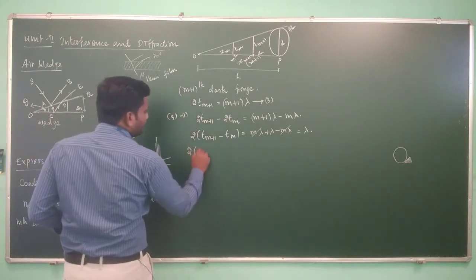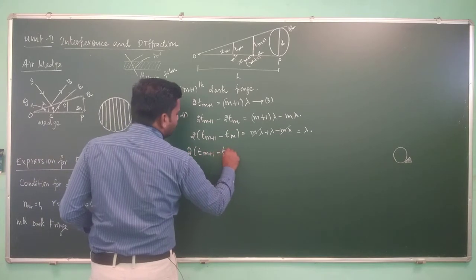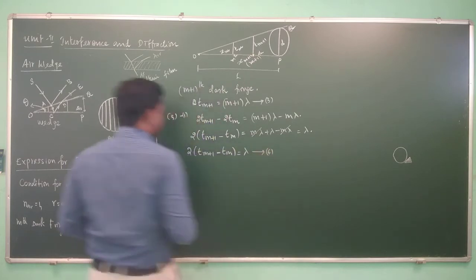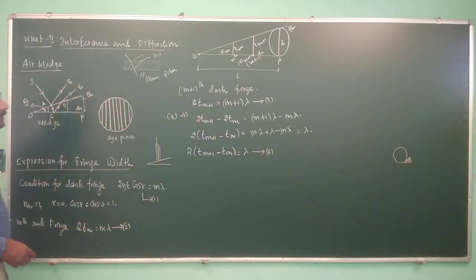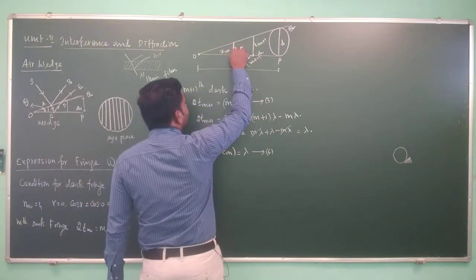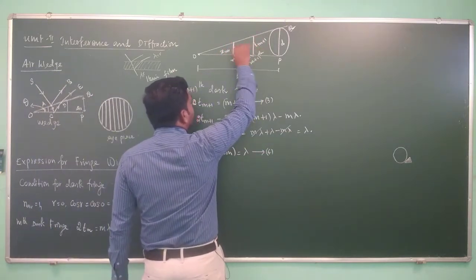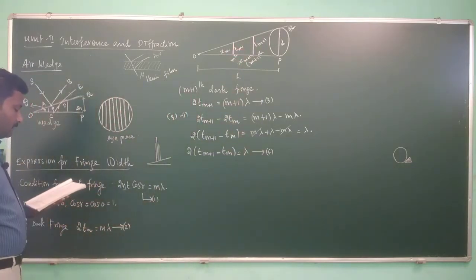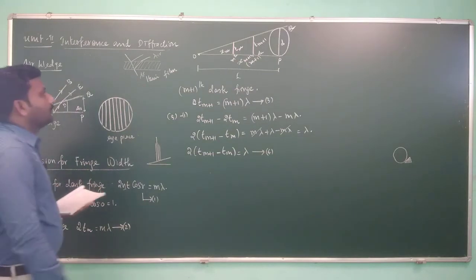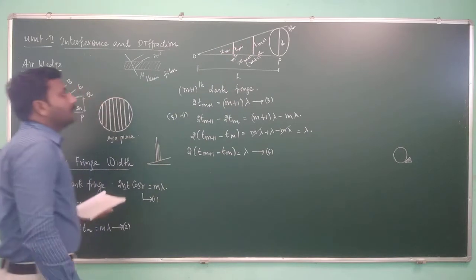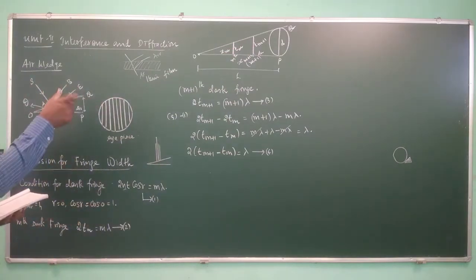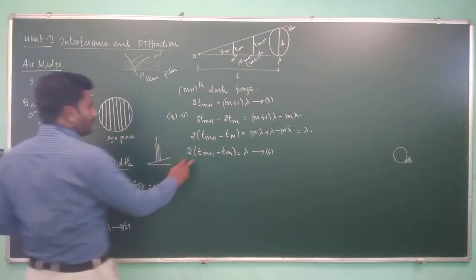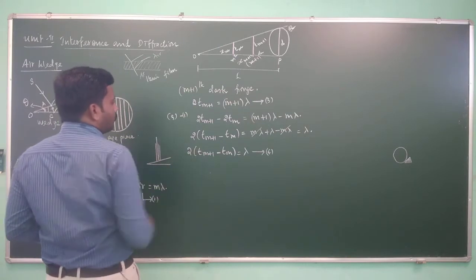So what we are having, 2 Tm plus 1 minus Tm, which is equal to lambda. And see, if this is one dark fringe and if this is another dark fringe, then this distance will be the fringe. The difference will be the fringe distance. The distance between Tm plus 1 and Tm is the fringe width. Okay. So now here this is the situation when we subtract these two equations.